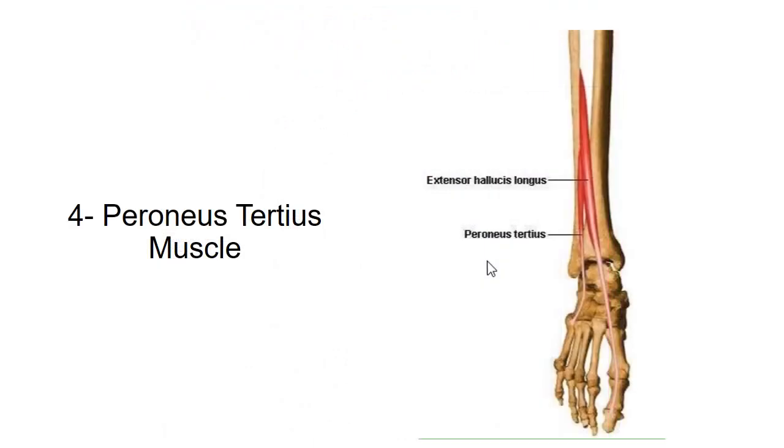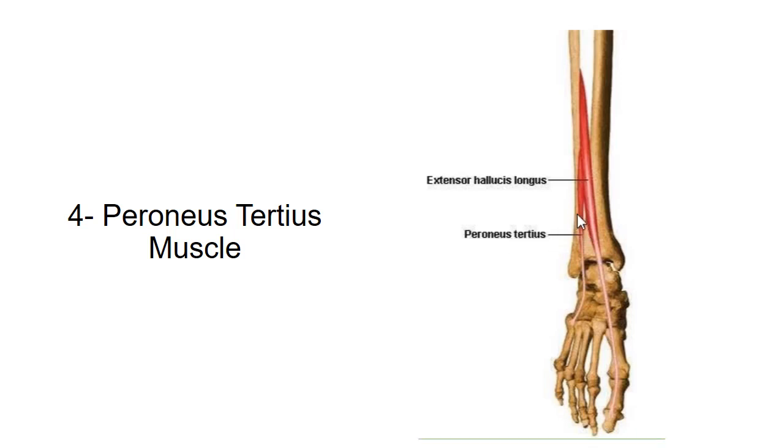Now the last muscle in this group is peroneus tertius muscle, which is also known as fibularis tertius muscle. This peroneus tertius muscle is a separated part of extensor digitorum longus muscle and may be regarded as its fifth tendon. It is not always present. In about 10% of the population, this muscle is absent.